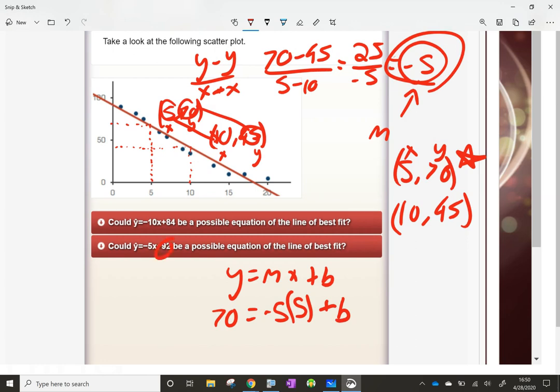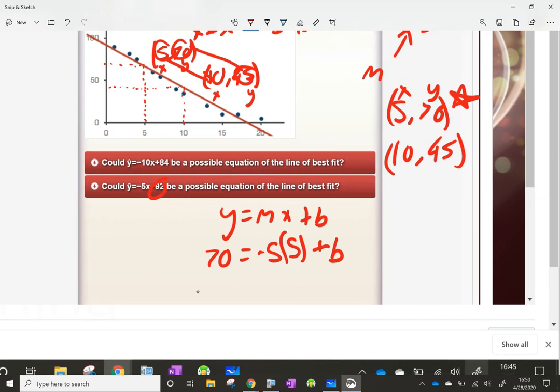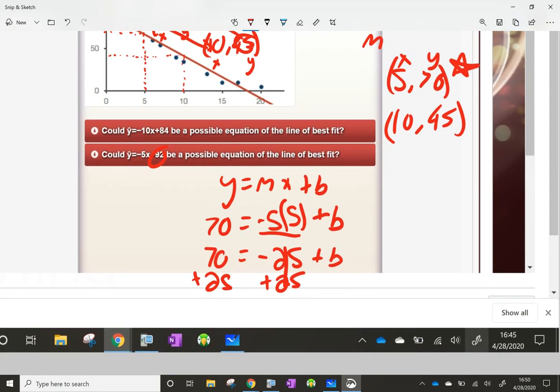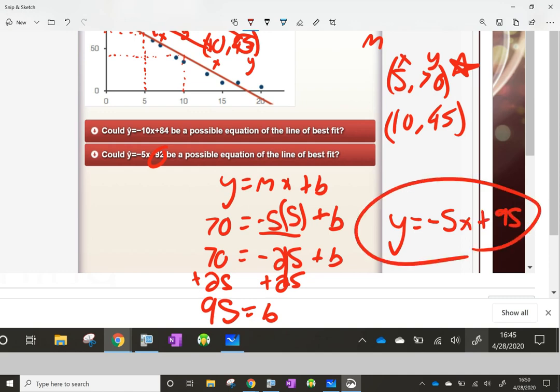Hopefully it's something close to 92. So when I do that, we'll have 70 equal to, this multiplies together to be negative 25. If we add 25 to both sides, then we end up with 70 plus 25, which is 95, equal to b. So the equation that I would make would be y equals mx plus b. Remember, m was negative 5. I found that earlier. Plus b, which would be plus 95. So this would be my equation, which is very, very close to the one here. It's not plus 92, but it has the same slope and a very close y-intercept.